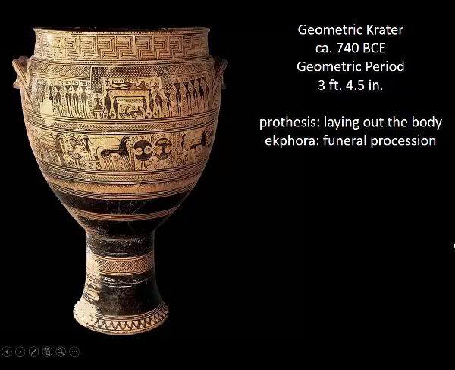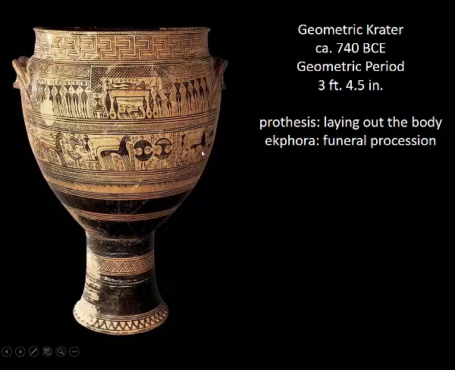Now, the vessel that we see here is somewhat rare for the geometric period in that it contains figural representations, images of people and animals. Usually what we see in the geometric period are vessels that are covered entirely with geometric pattern. Let's talk about what we see here. We have 2 registers of representation that are placed at the crown of the vessel.